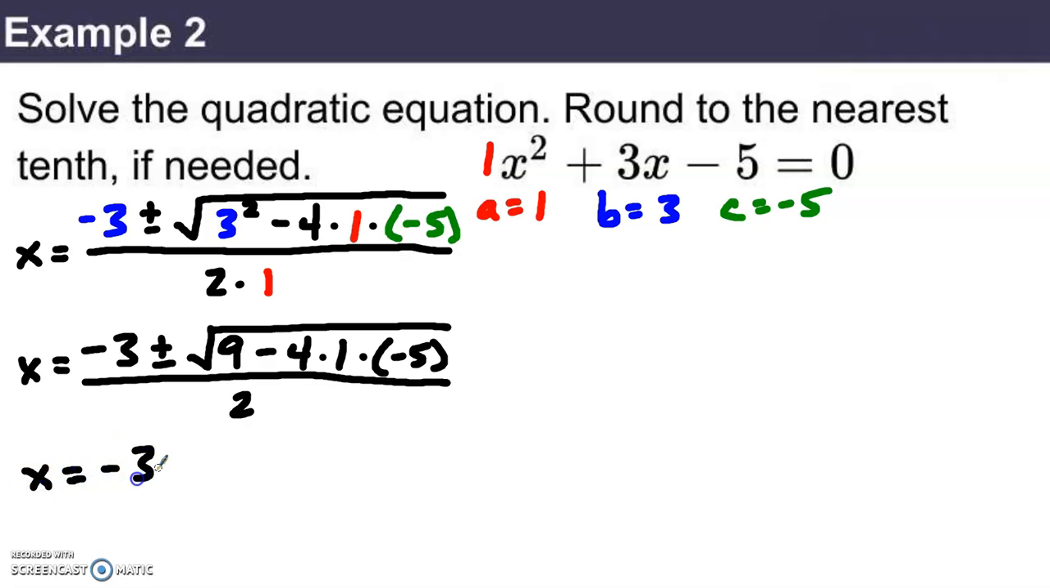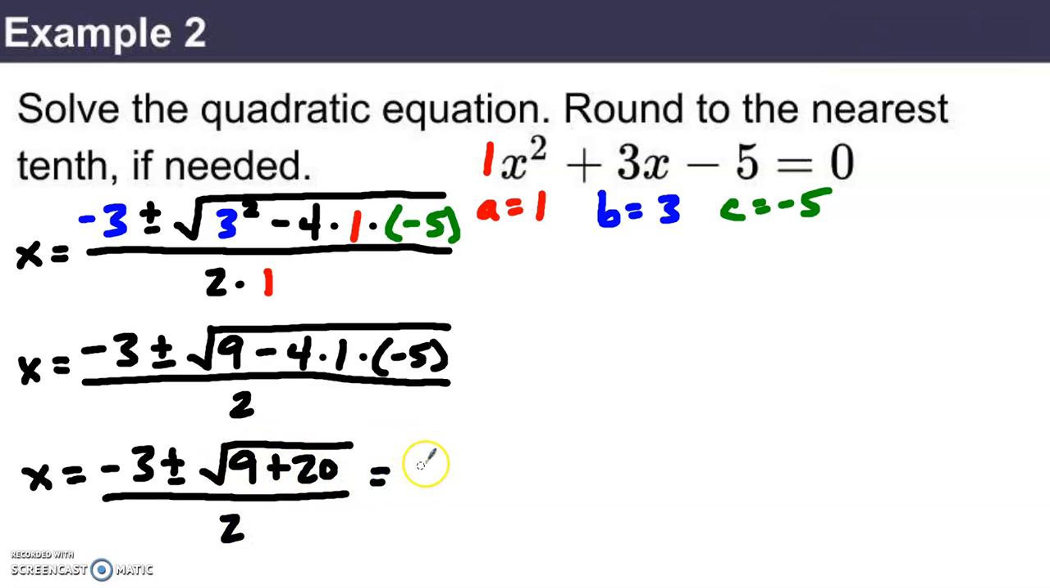So we've got x equals negative 3 plus or minus the square root of 9. We need to multiply these three numbers together. Negative 4 times 1 is negative 4. Negative 4 times negative 5 is positive 20. And I get that all over 2. And to simplify what's under the radical, 9 plus 20, well, that's the square root of 29 now.